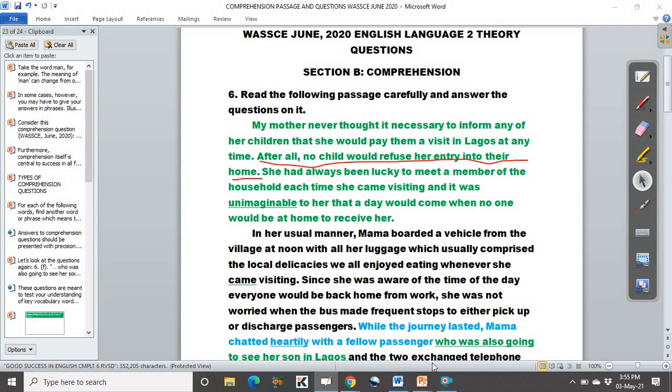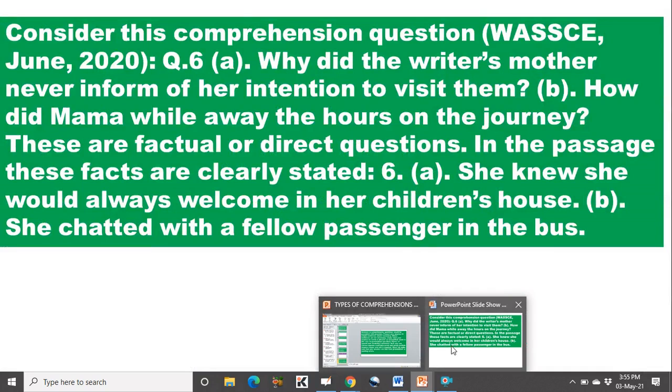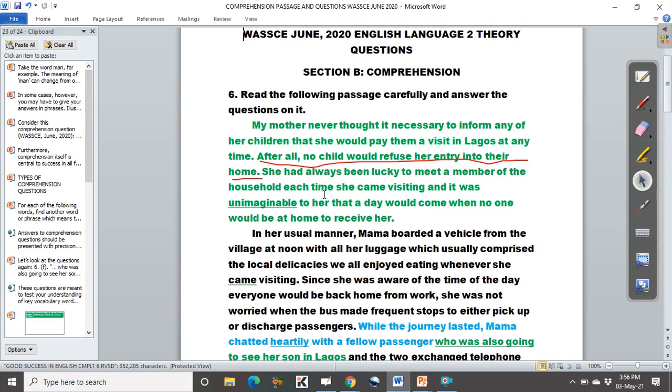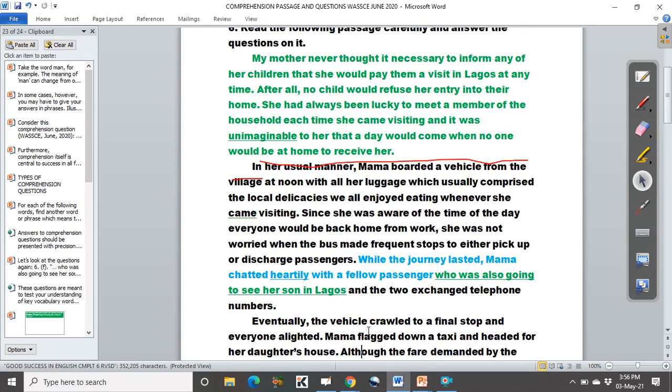All right? And then let's go back to the passage and look at the second question. Question B: how did Mama while away the hours on the journey? Again, let's head back to the passage. You can see here, painted in blue: "While the journey lasted, Mama chatted heartily with a fellow passenger." So you can see the answer clearly stated here. That is just the answer.